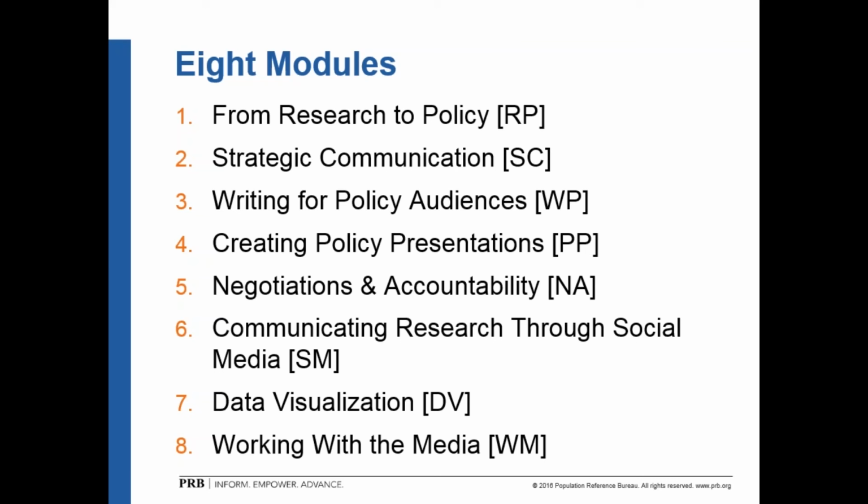Content included in the first 2 modules, from research to policy and strategic communication, provides a conceptual underpinning for how to communicate data and evidence to the policy audiences. This is really the meat of the toolkit. In Module 2, strategic communication, participants are taught how to use data for advocacy, and the subsequent modules focus on building those communication skills for whichever medium.